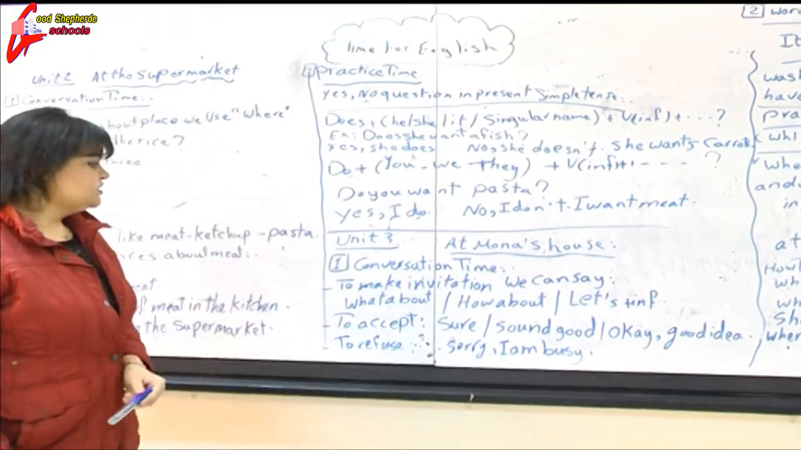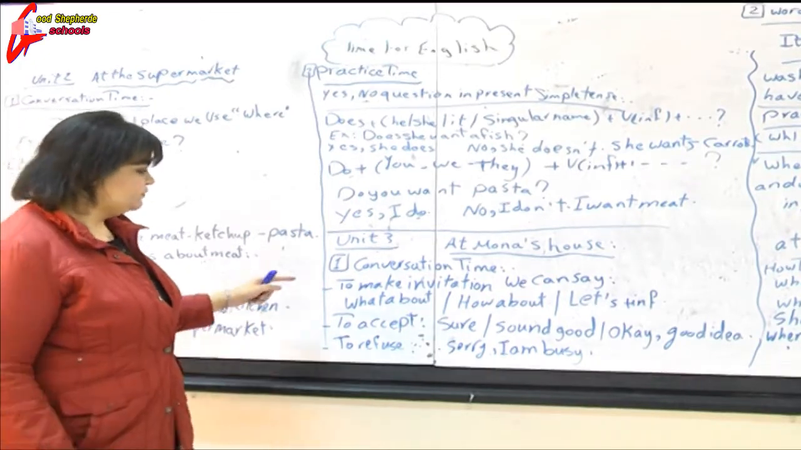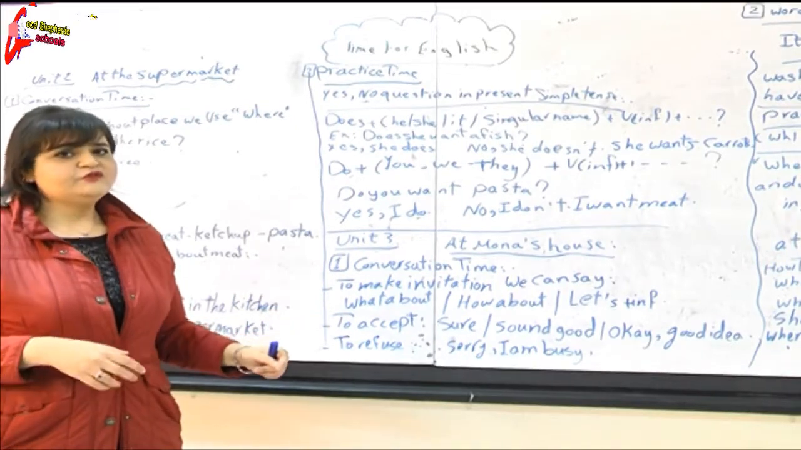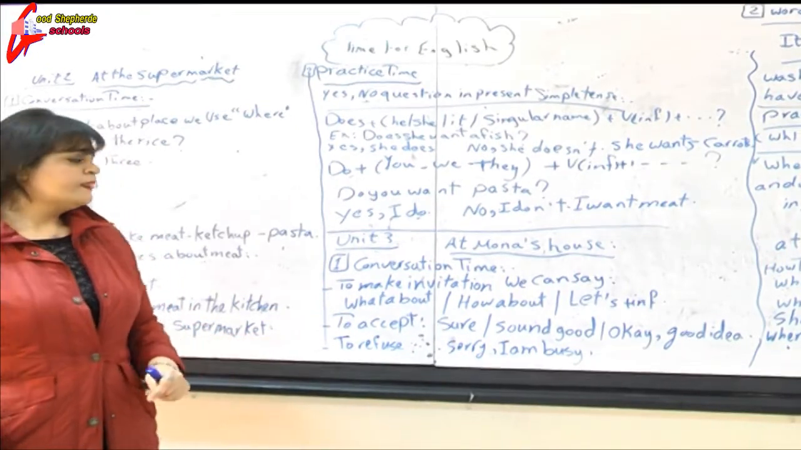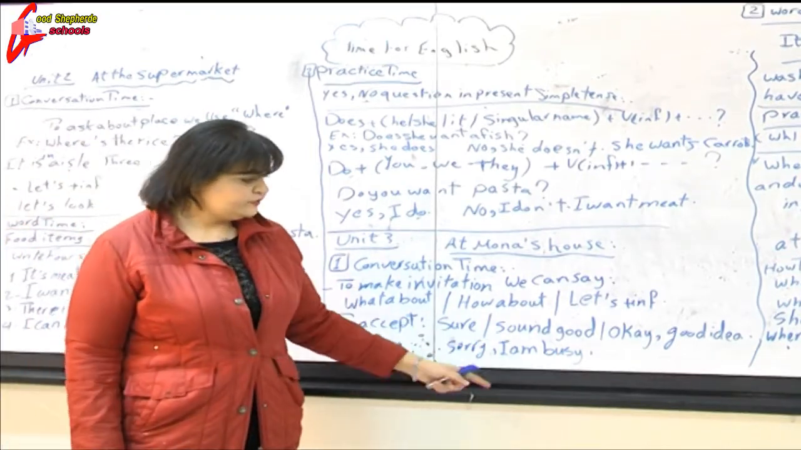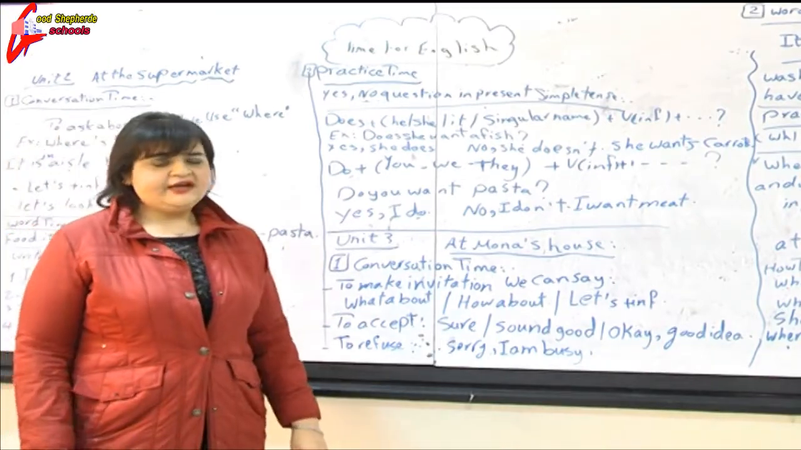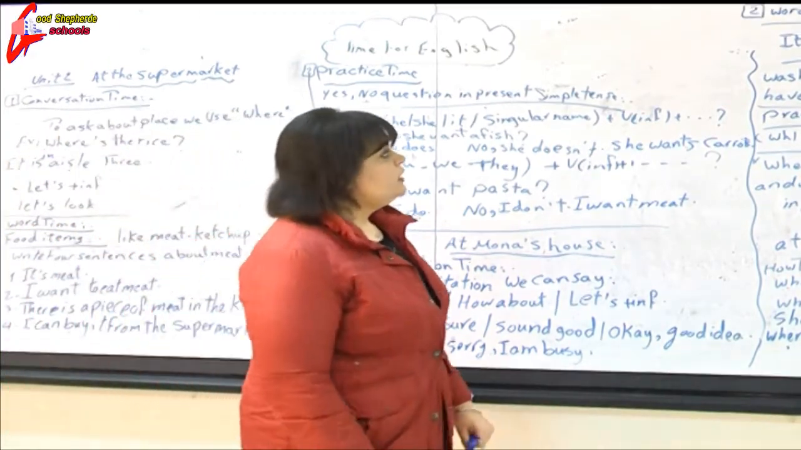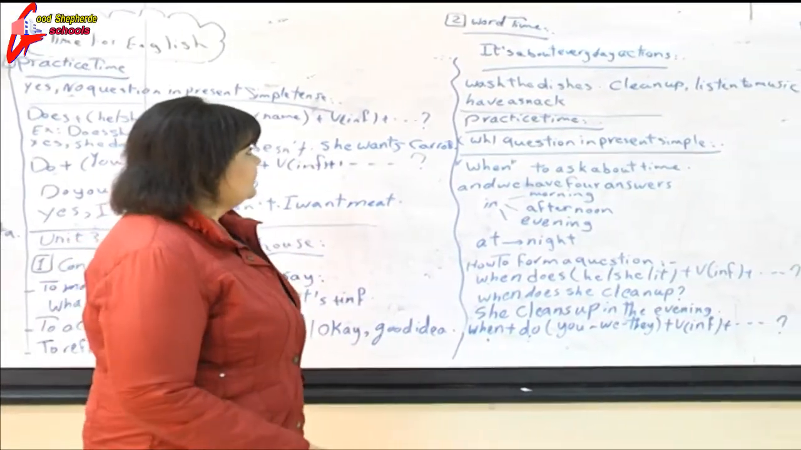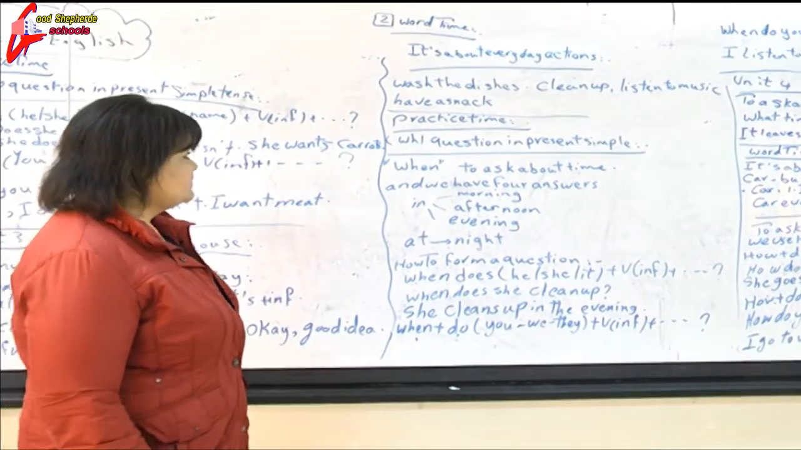The conversation time is about making an invitation. To make an invitation, you can say, "How about," "What about," or "Let's go to the cinema." To accept, you can say, "Sure," "Sounds good," "Okay," "Good idea." To refuse, you can say, "Sorry, I am busy." Word time is about everyday actions, like wash the dishes, clean up, listen to music, have a snack.